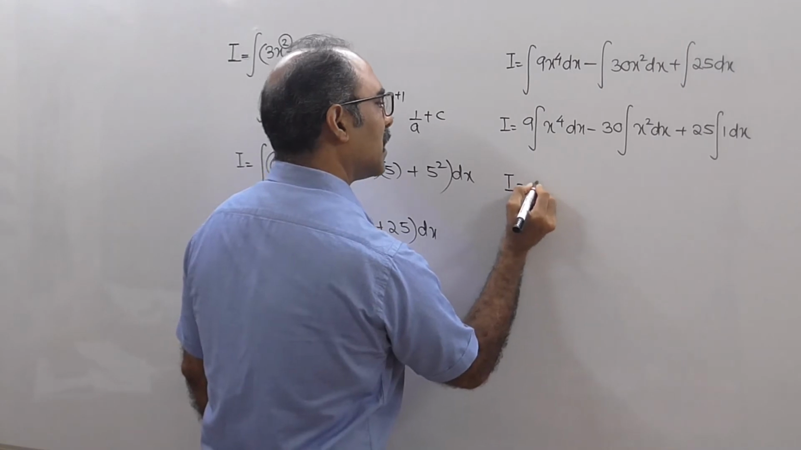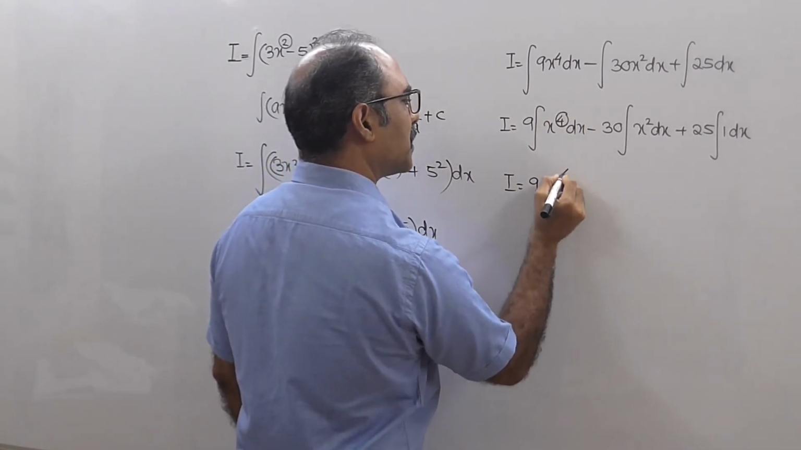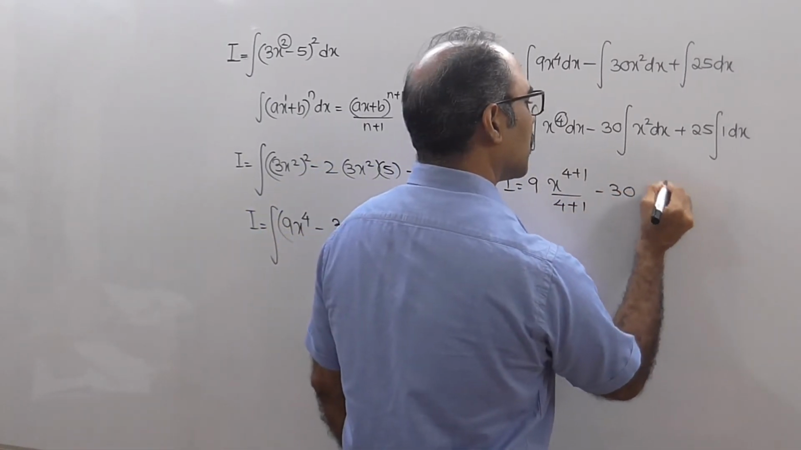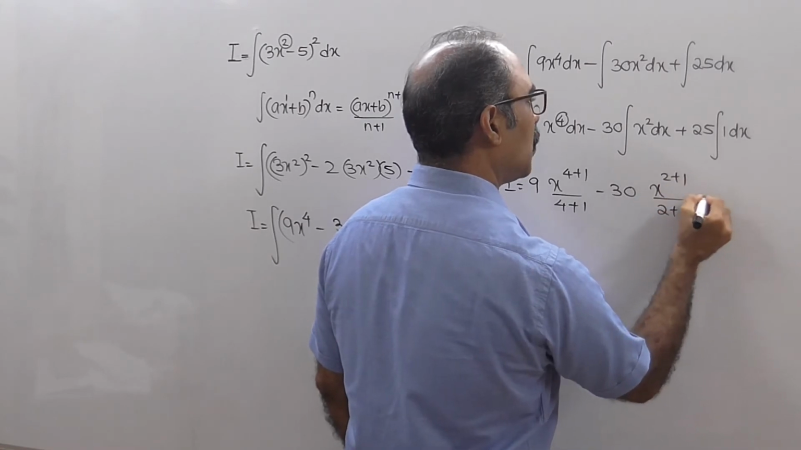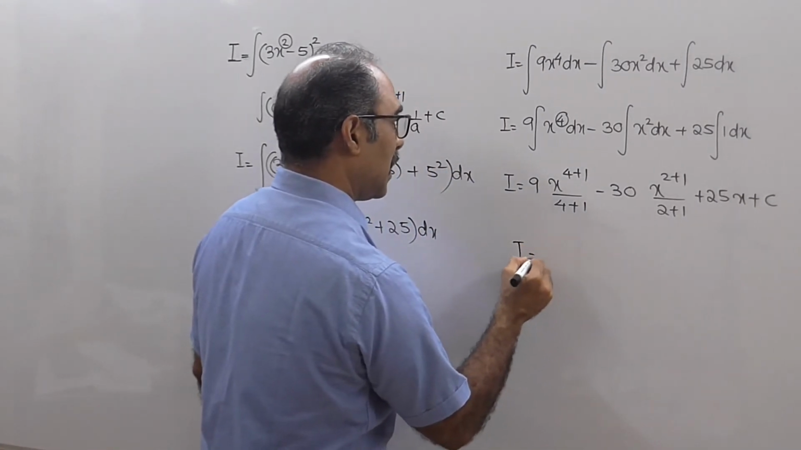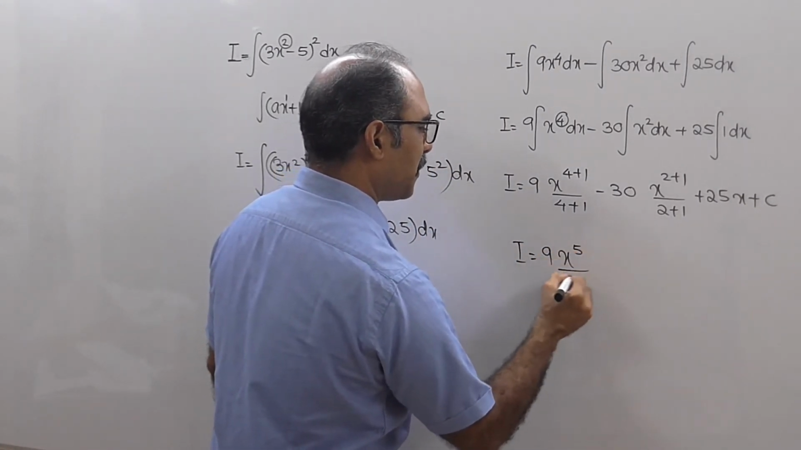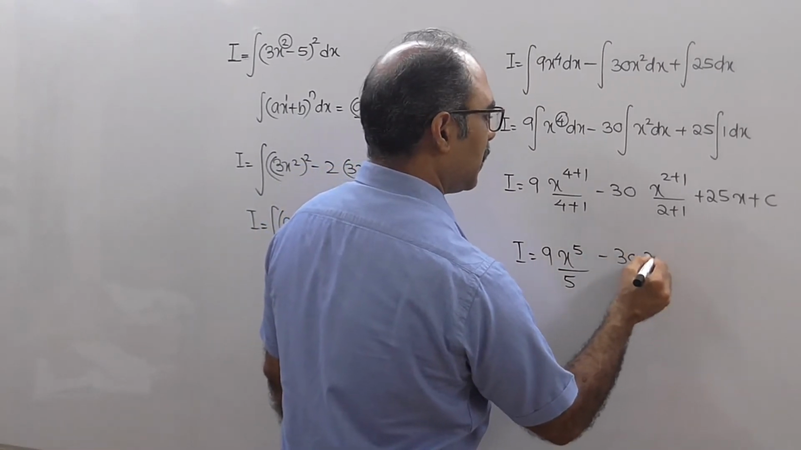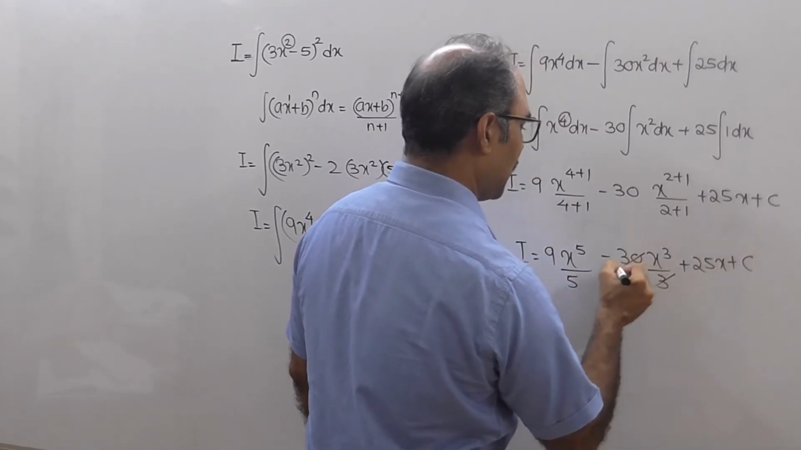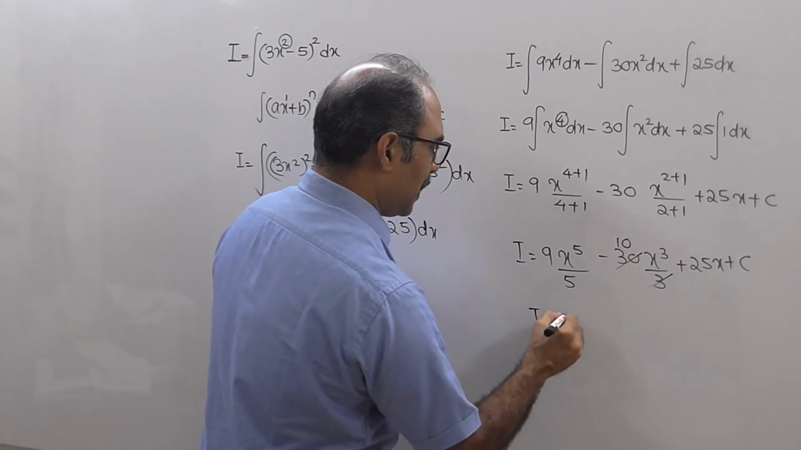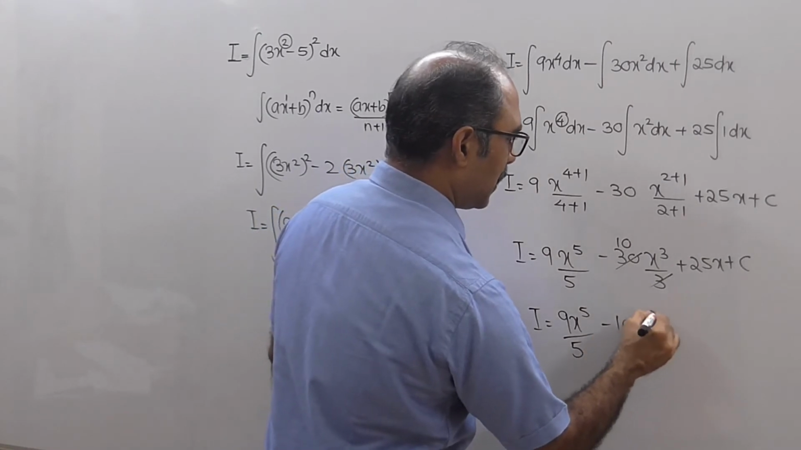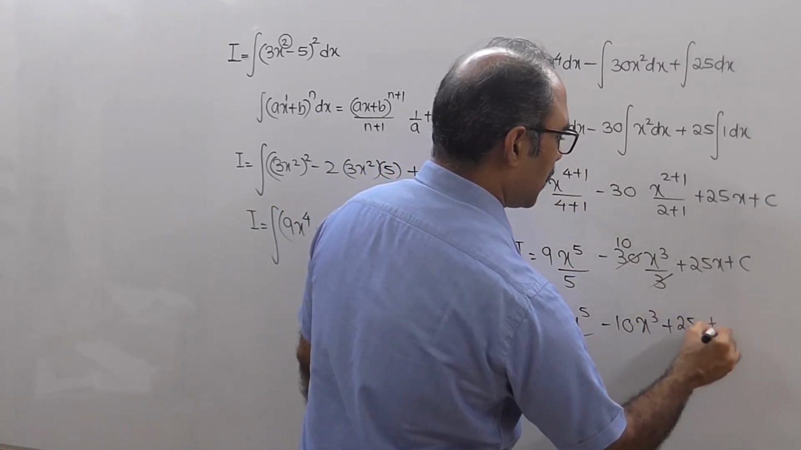So this is I. This is a power function. Power function means this could be 4 plus 1 upon 4 plus 1, minus 30, 2 plus 1 upon 2 plus 1, and 25, integration of 1 is x, plus c. So we get I equals 9 times x raised to 5 upon 5, minus 30 x raised to 3 upon 3, plus 25 times x, plus c. Cut, this becomes 10. So ultimately the answer will be 9 times x raised to 5 upon 5, minus 10 times x cube, plus 25x, plus c.